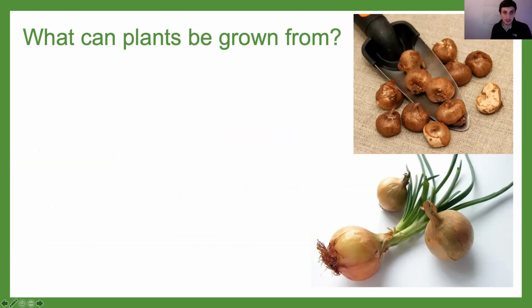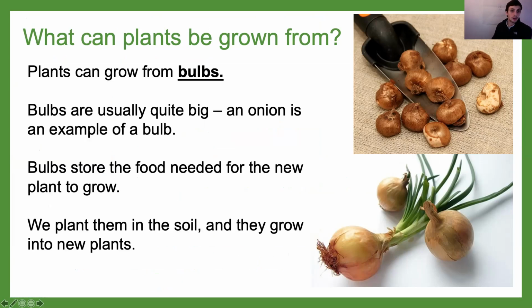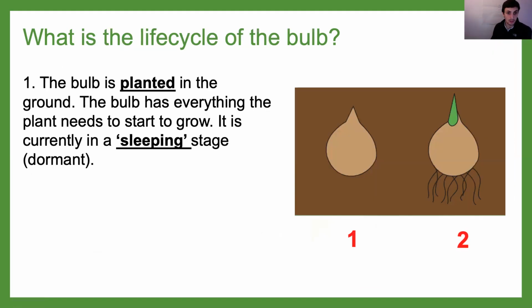We're going to explain the purpose of a bulb or seed. So let's have a look at this. Plants can be grown from bulbs, and bulbs are usually quite big. An onion is an example of a bulb. Now, if you leave your onion for too long in the cupboard, it does start to sprout leaves and stems out of the top. Bulbs store the food needed for a new plant to grow. We plant them in the soil and they grow into new plants. So if you were to take an onion bulb outside and plant it, it would grow into a new onion plant.